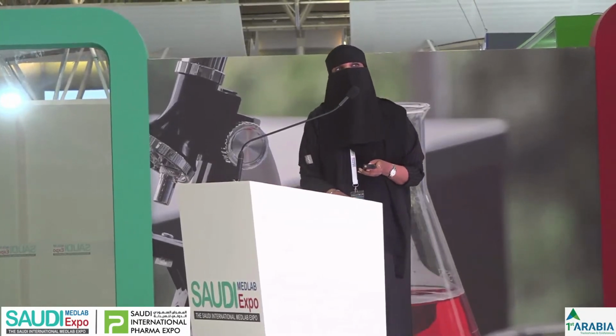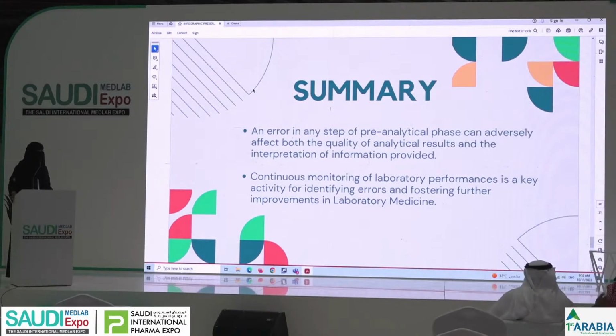So the summary: any error in any step of pre-analytical phase can adversely affect both the quality of analytical results and the interpretation of information provided. Continuous monitoring of laboratory performance is a key activity for identifying errors and fostering the further improvement in laboratory medicine.